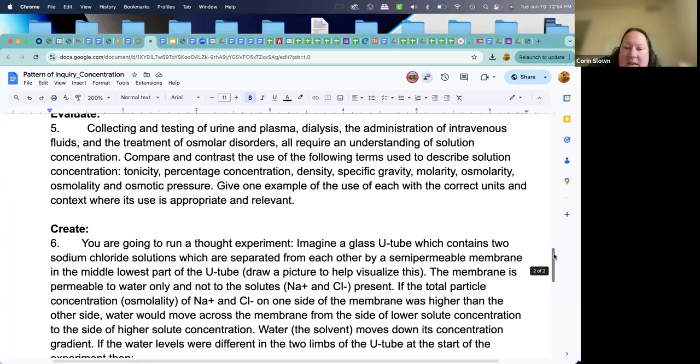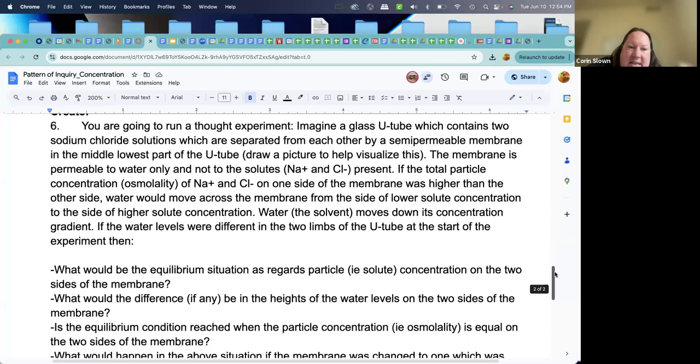And then the last one is intended to be a visualization. So it's a thought experiment. You can draw it out if sketching it would be helpful. A glass U tube that has sodium chloride solutions that are separated by a semi-permeable membrane. So the membrane is permeable to water only and not to the solutes. So if your concentration or osmolality of sodium and chloride was higher than the other side, how is water going to move? What's that going to look like?